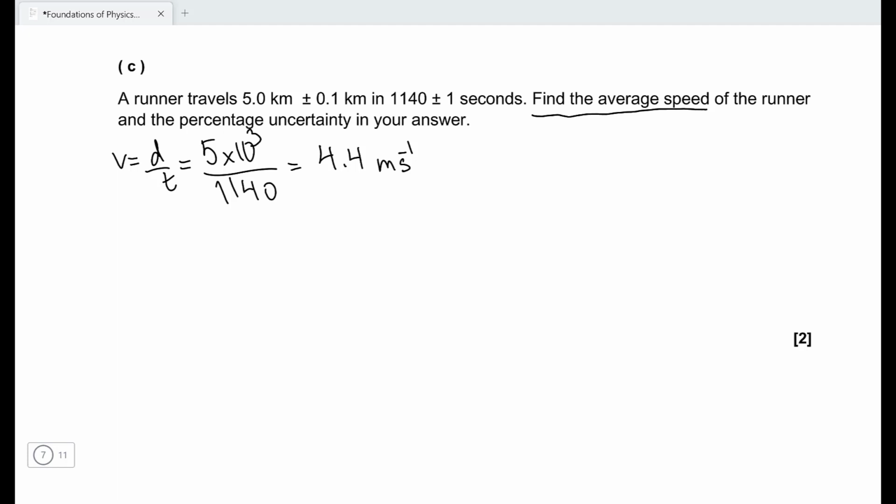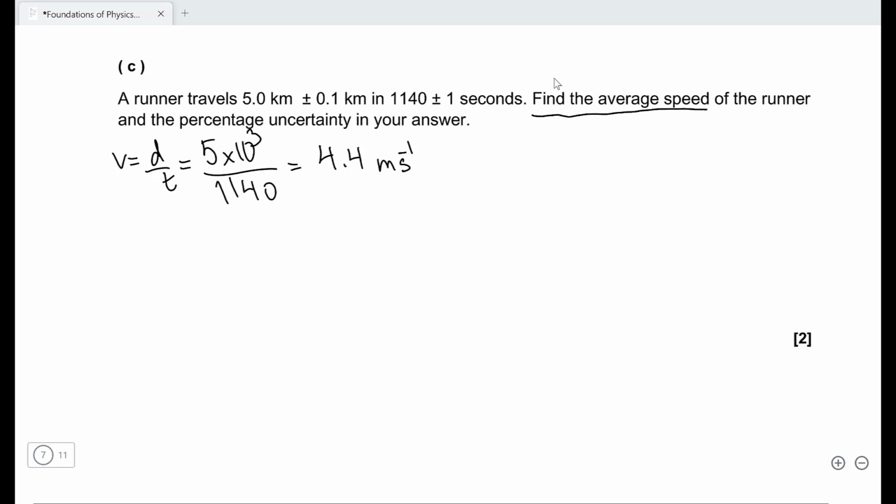Okay, well, let's find the percentage uncertainty. So how certain are we of this value? Because we've just divided some quantities, and remember, if we divide quantities, we need to add the percentage uncertainties. What I'm going to do is find the percentage uncertainty in the distance, find the percentage uncertainty in the time, and then add them together.